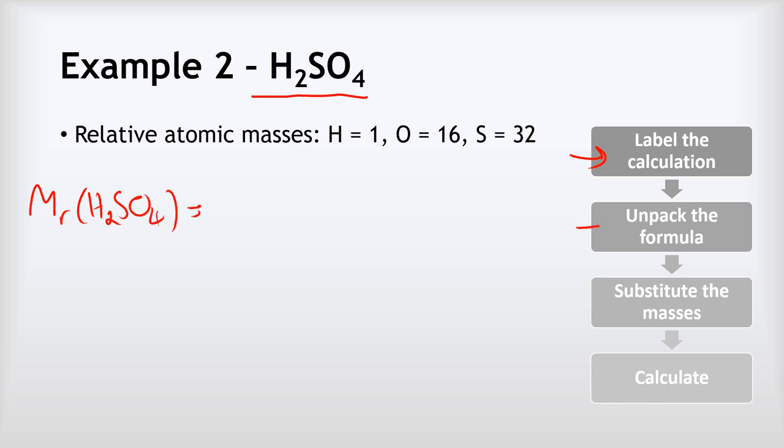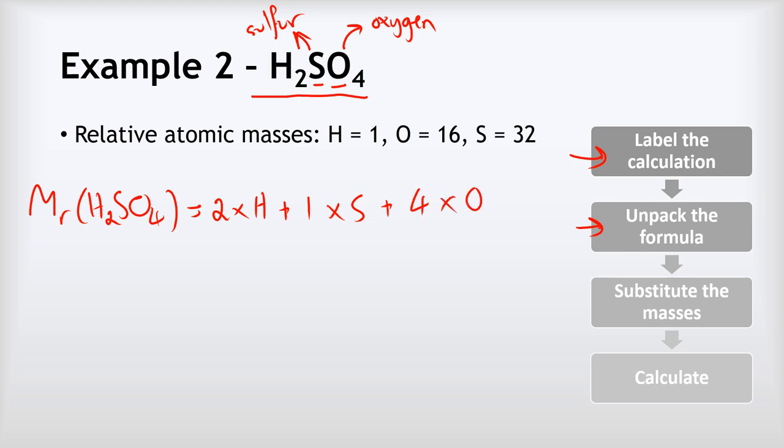Next step is to unpack the formula. So we're going to say 2 times H, because there's a 2 next to the H. Then we're going to add on 1 times S. Now remember, each new element is represented by a new capital letter. So S and O are two different things, sulfur and oxygen. And we know that because they've each got a capital letter. So each capital letter, remember, is a new symbol. So 1 times S, and then we're going to add on 4 lots of O because there's a small 4 next to the O.